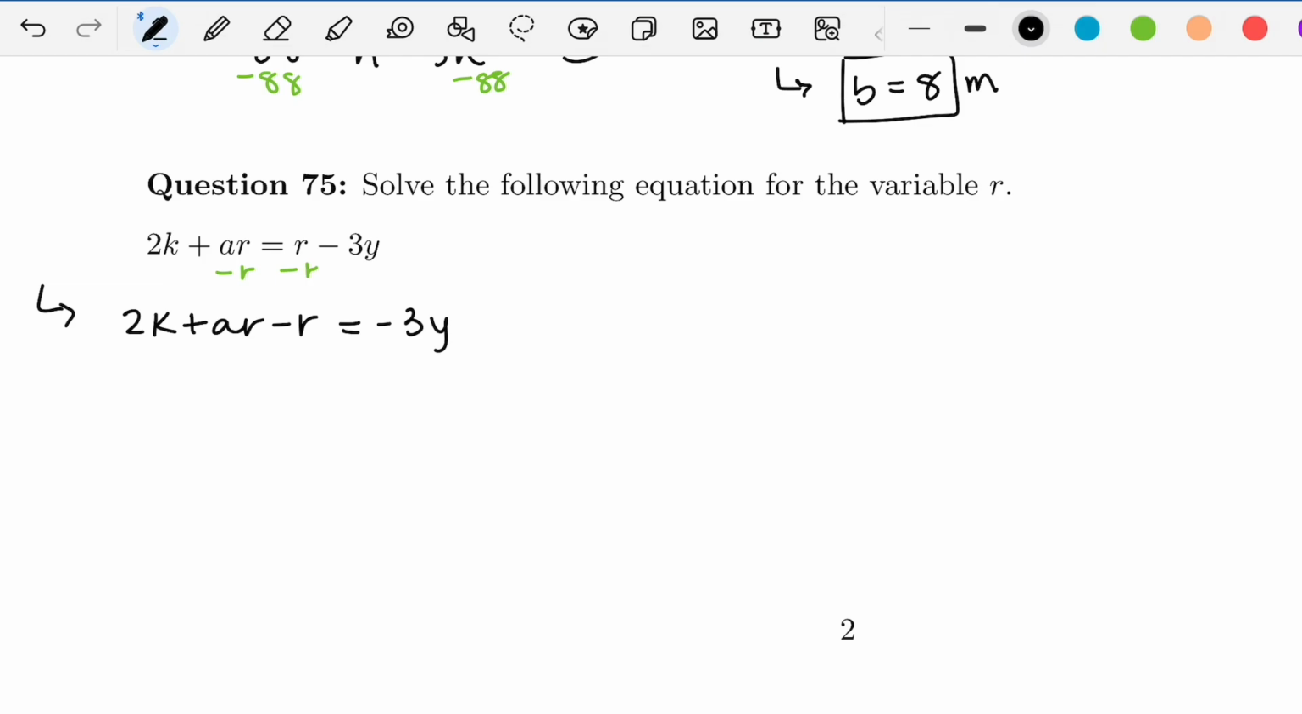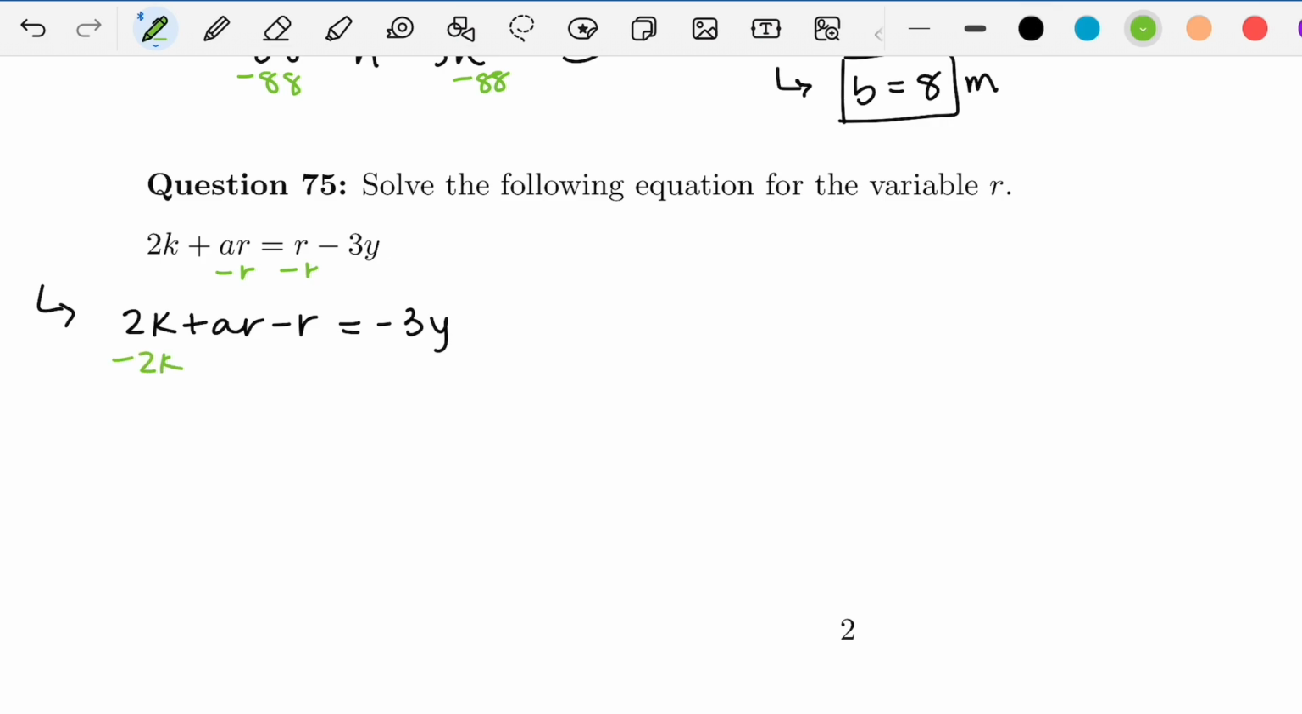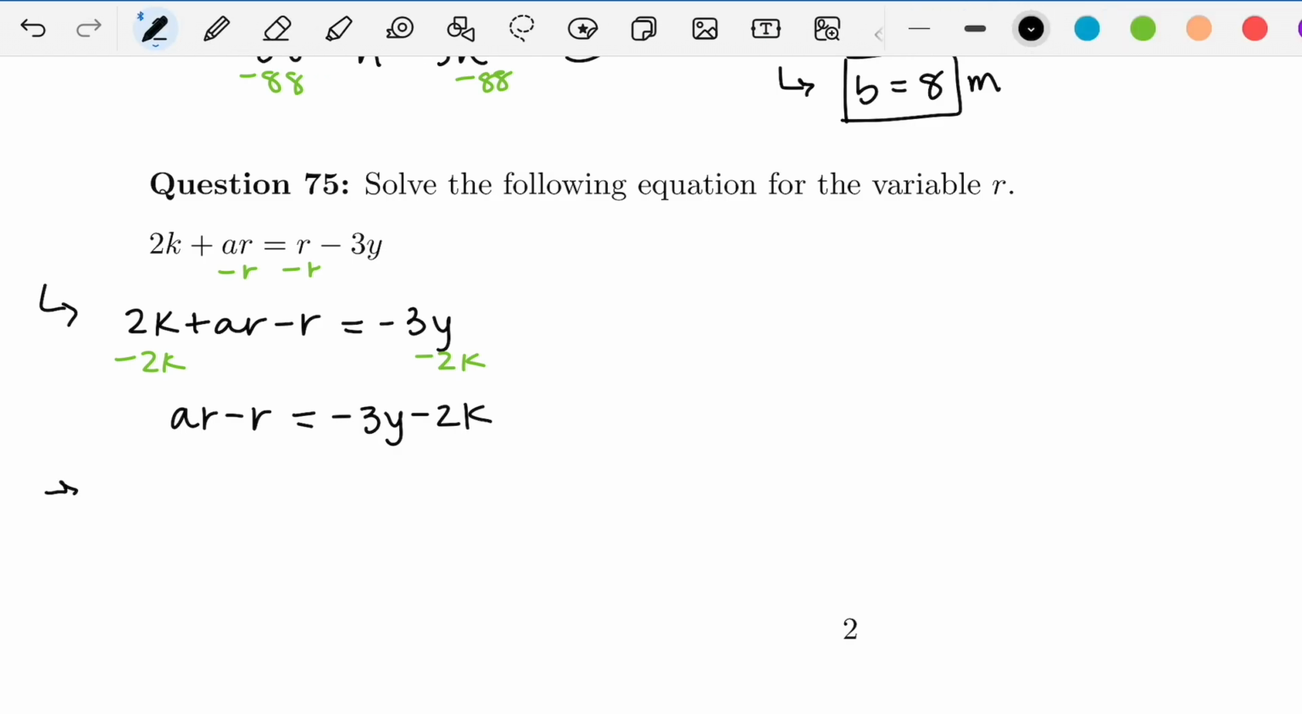Now, what I can do is I can bring this 2k onto the other side of our equation here, so we just have our r terms by themselves on the left-hand side. Doing that, so subtracting 2k on both sides, I'm left with ar minus r on the left-hand side, and then minus 3y minus 2k on the right-hand side of our equation. Now notice, both of our terms here on the left-hand side share a common factor of r. So what we can do is pull that common factor out, and we're left with this on the left-hand side of our equation. And then we still have this on the right-hand side.